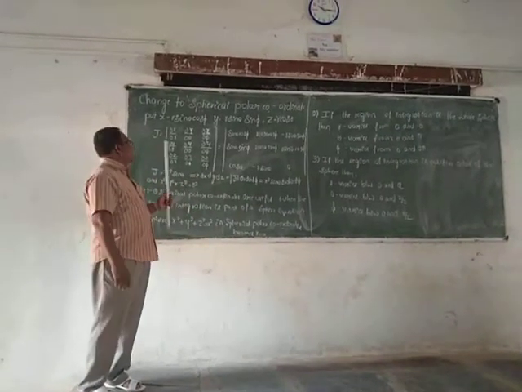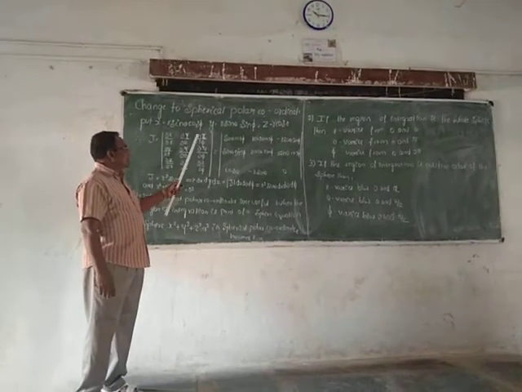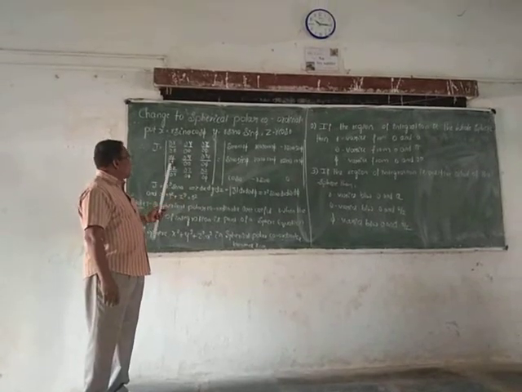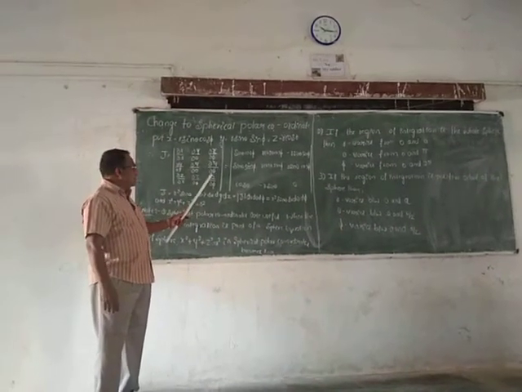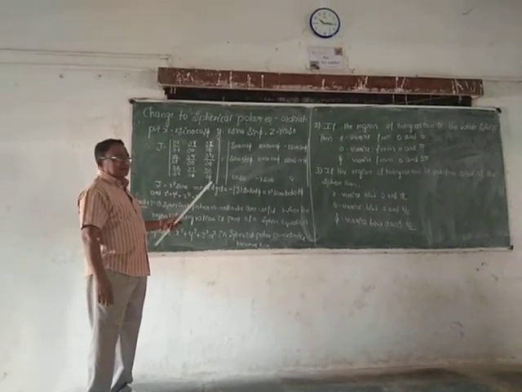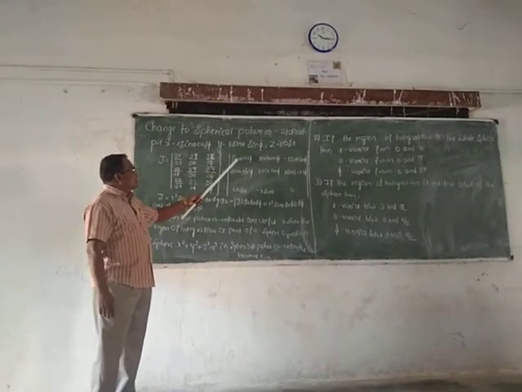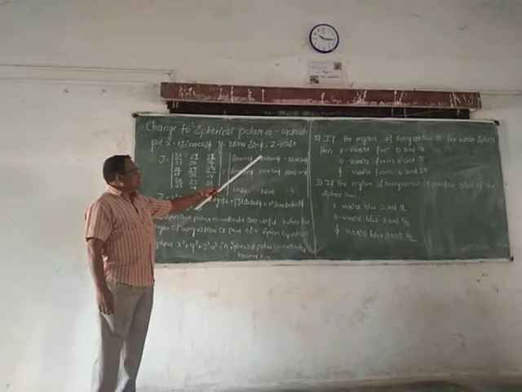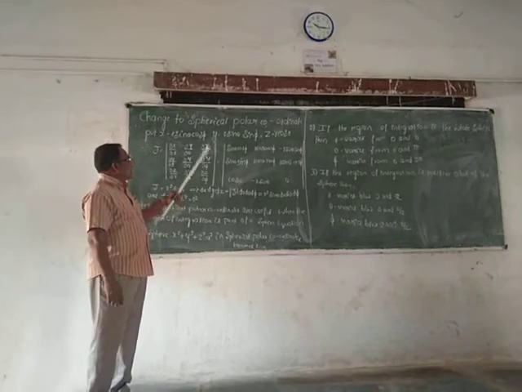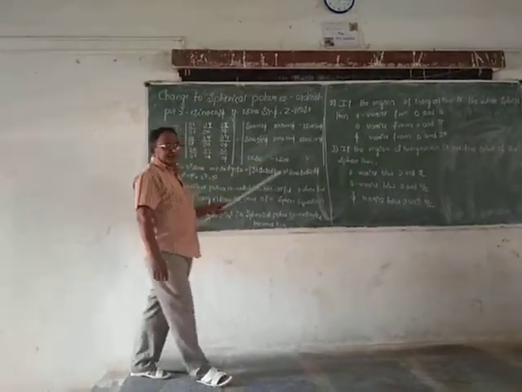So that the Jacobian J is equal to the determinant of dou x by dou r, dou x by dou theta, dou x by dou phi, dou y by dou r, dou y by dou theta, dou y by dou phi, dou z by dou r, dou z by dou theta, dou z by dou phi. See here, substitute those values. Dou x by dou r is sin theta cos phi, and dou x by dou theta is r into cos theta cos phi. Dou x by dou phi is minus r into sin theta sin phi.